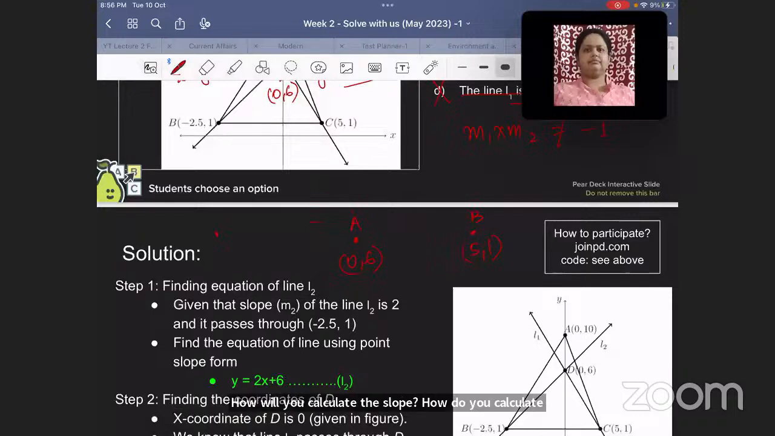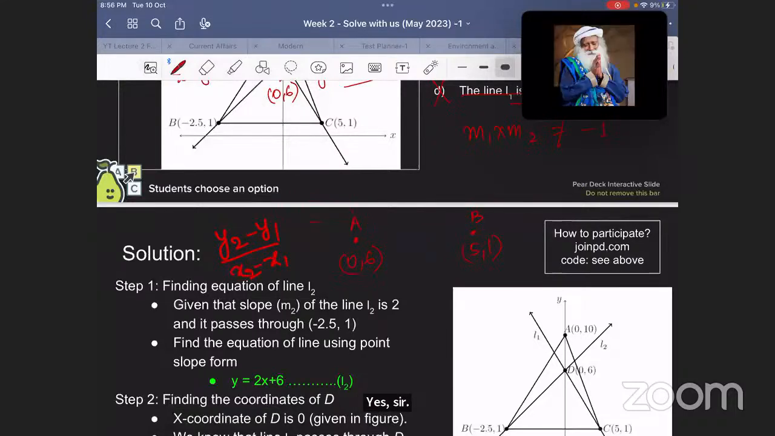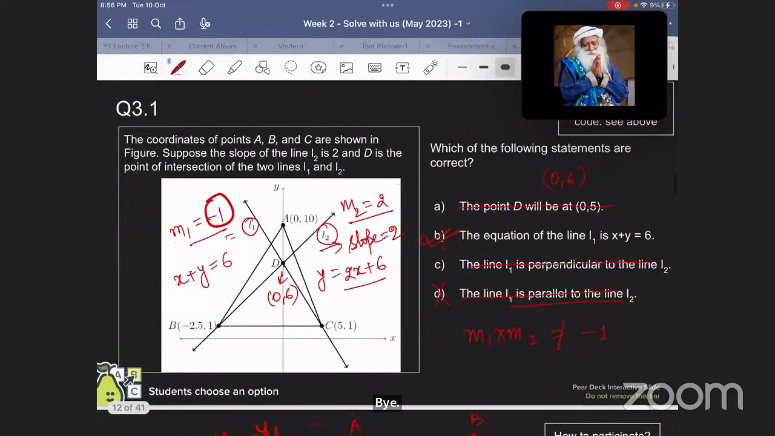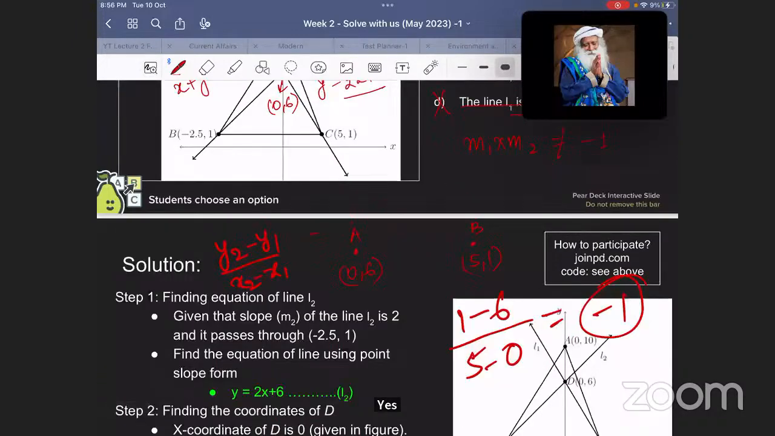Yeah. So you basically calculate Y2 minus Y1 upon X2 minus X1, correct? What is the value of Y1 here? Y2 is 1, minus 6, so we get minus 5 upon 5 minus 0, which is 5, equals -1, right? So -1 was the slope for us. Is it clear now? Can we move to the next part?